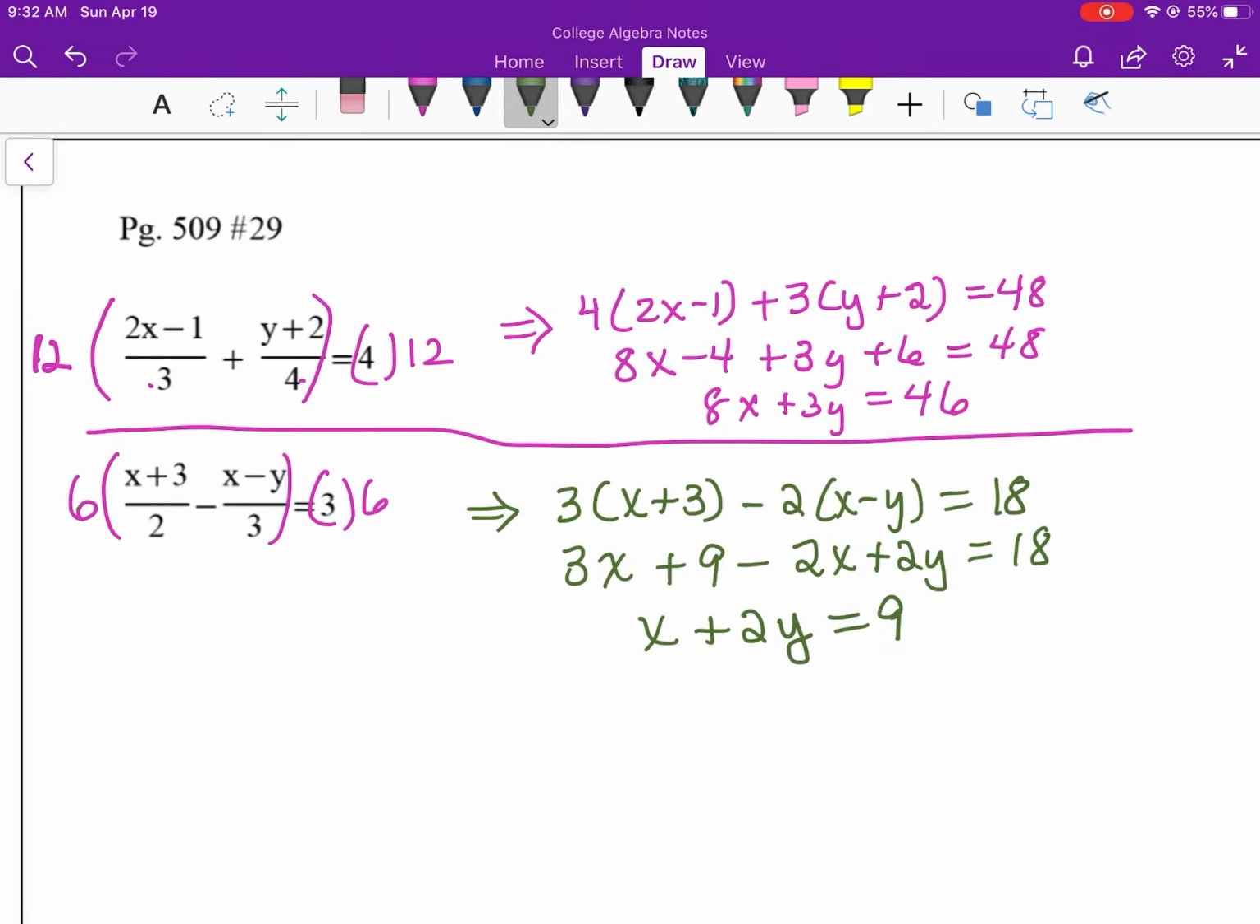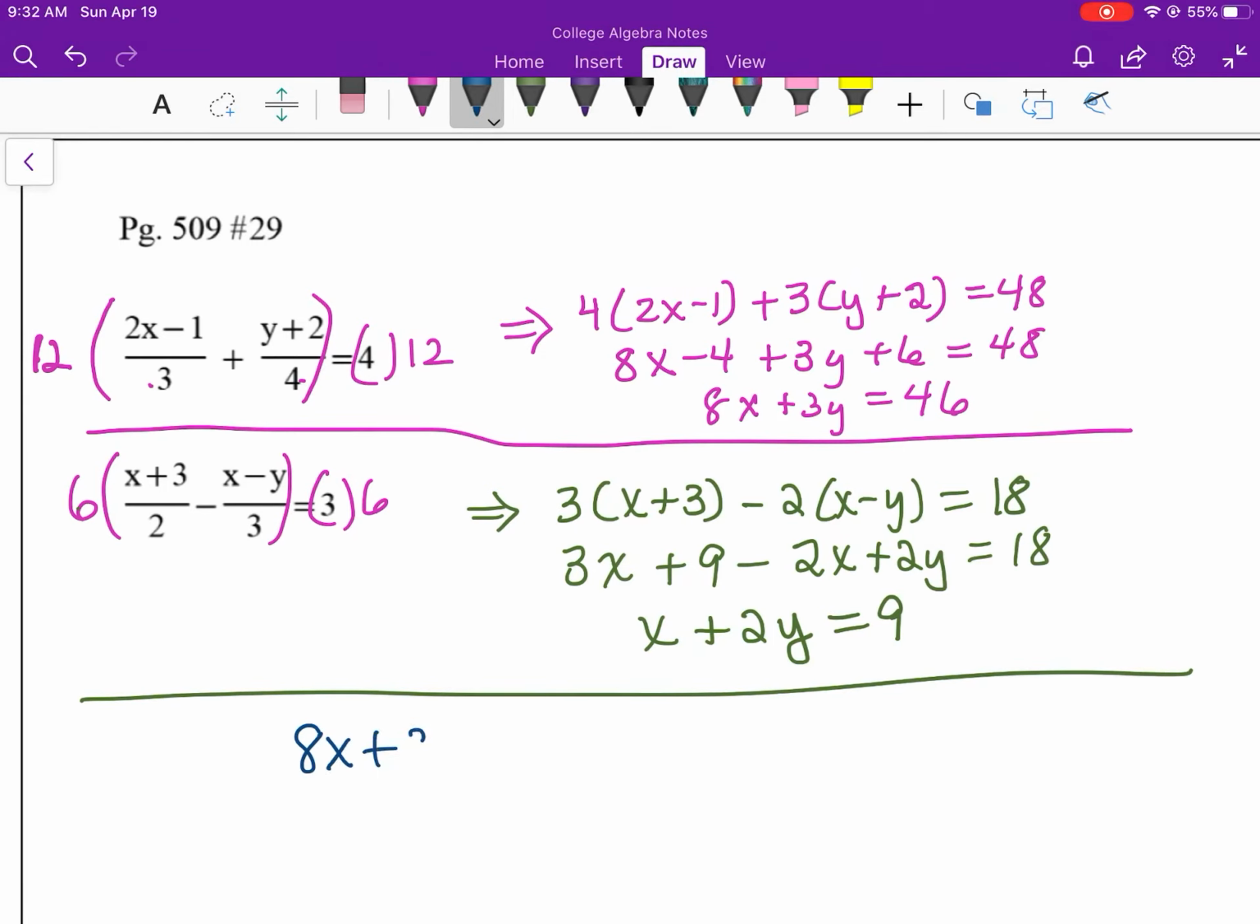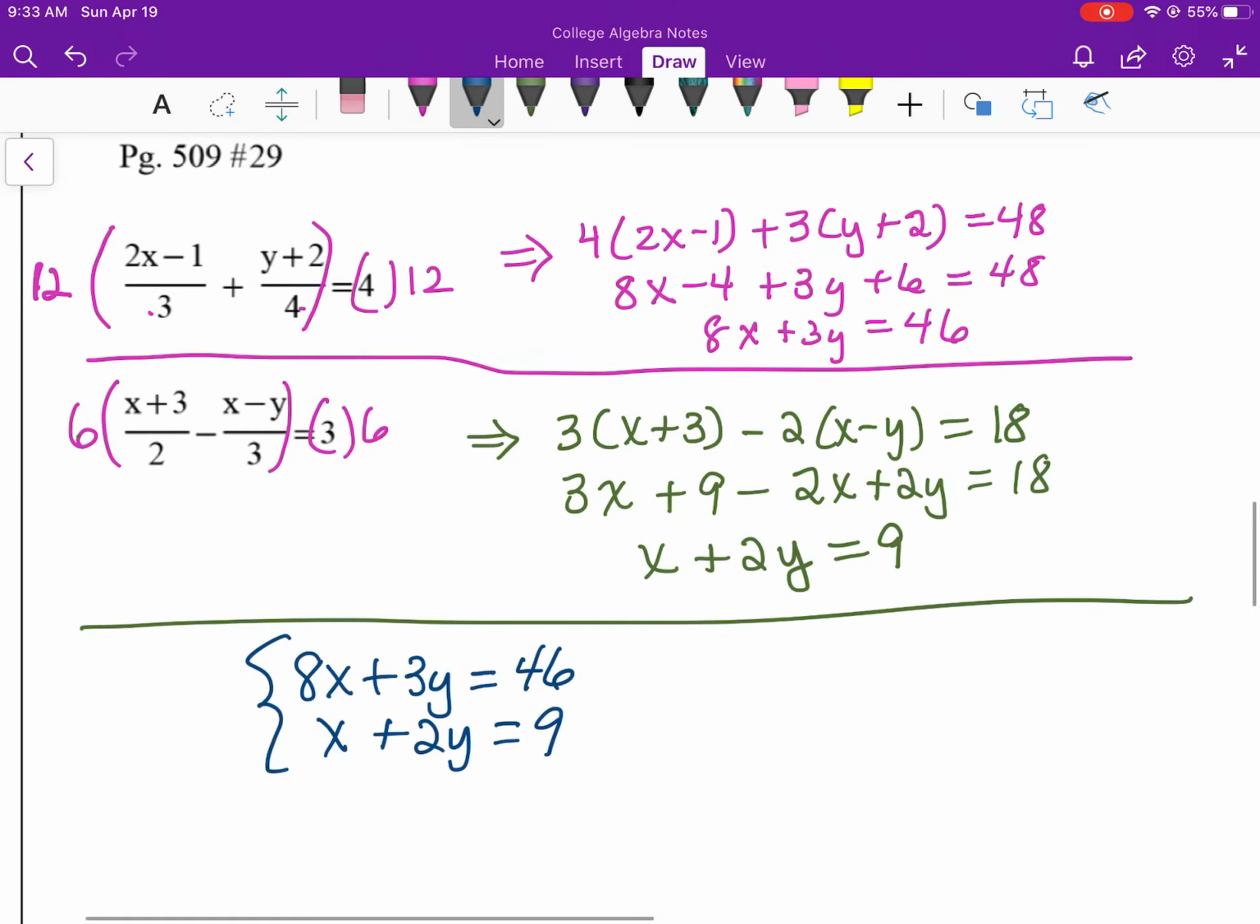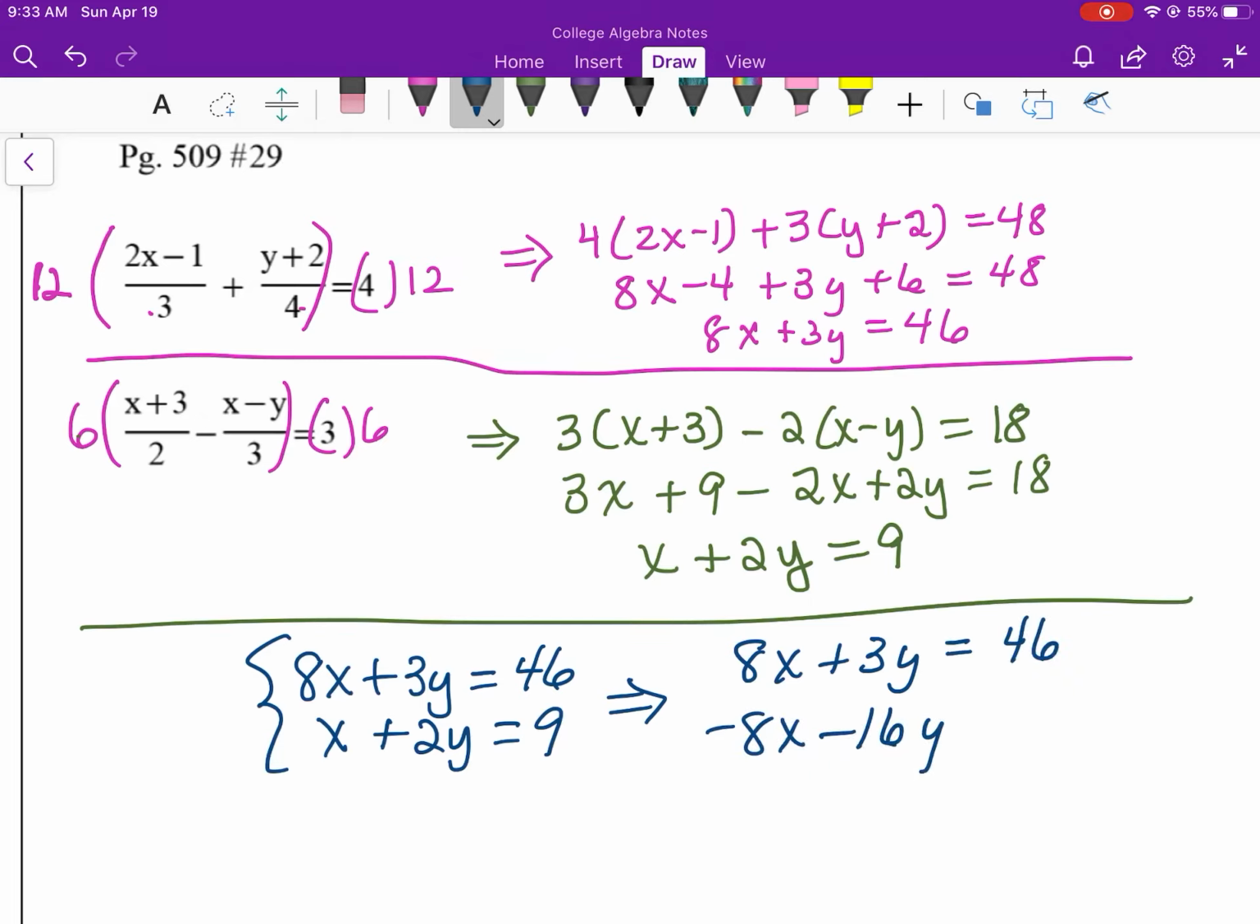So then what you want to do is take these two equations together and solve this system. And you would have your choice of elimination or substitution. If I went the elimination route, I might take the second equation times a negative 8. And then I would just finish it from here.